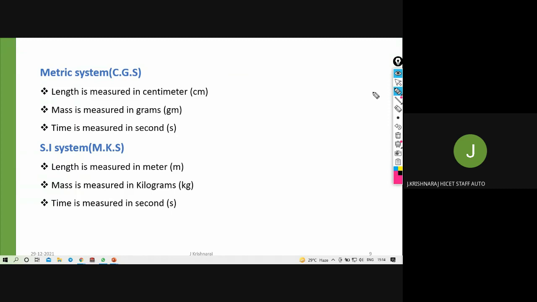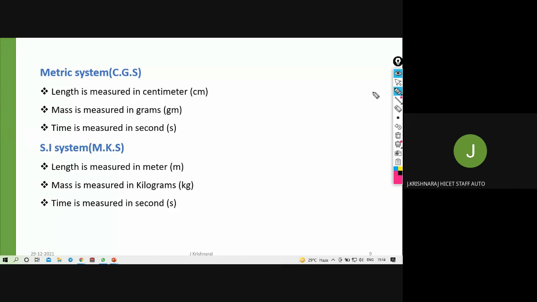You have to set some universal values for that. In most cases we use the metric system: CGS, MKS, and SI unit systems. In the metric CGS system, length is measured in centimeters, mass in grams, and time in seconds. So centimeter, gram, second: that is CGS, the metric system.